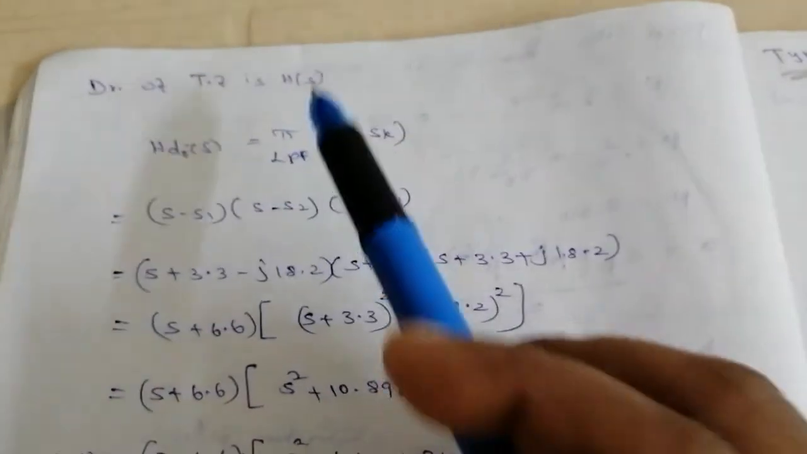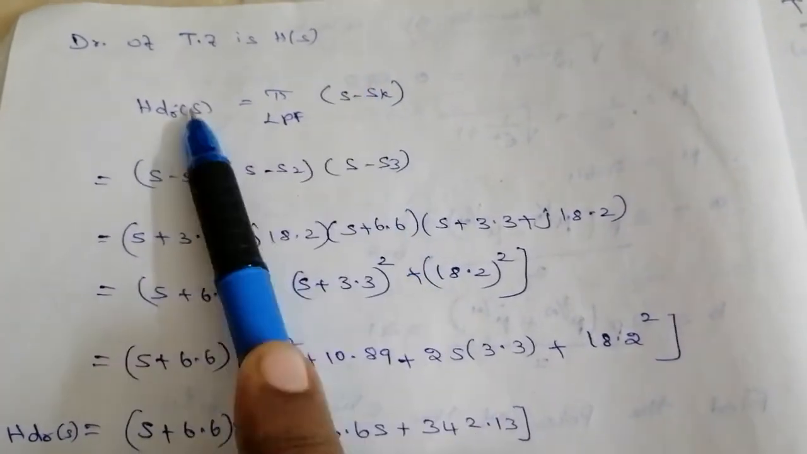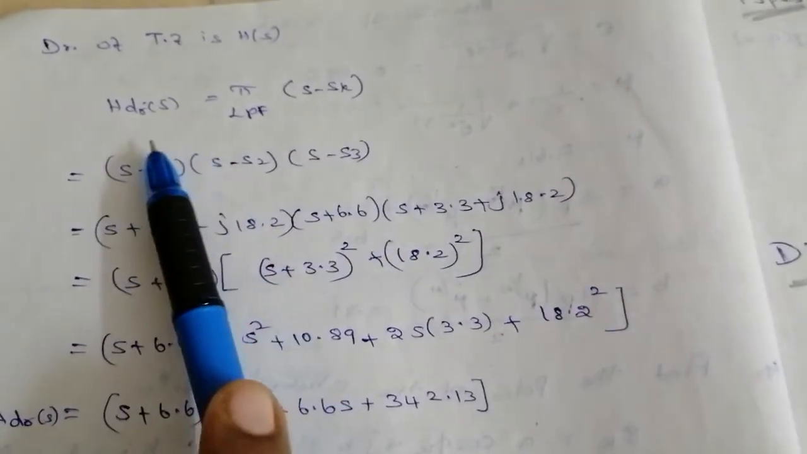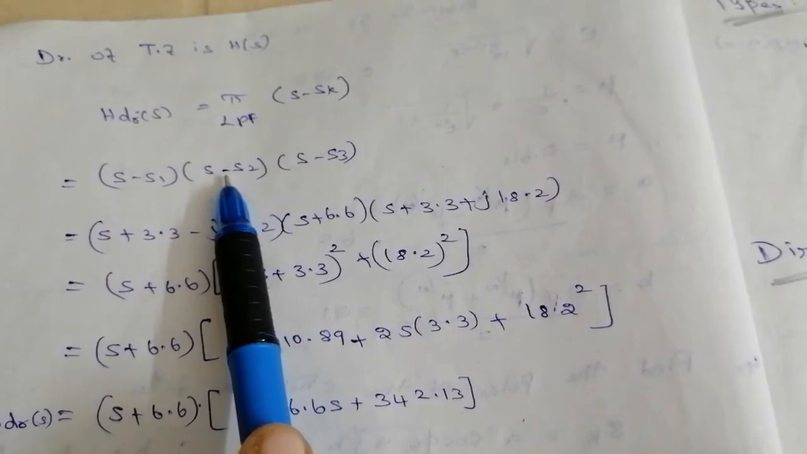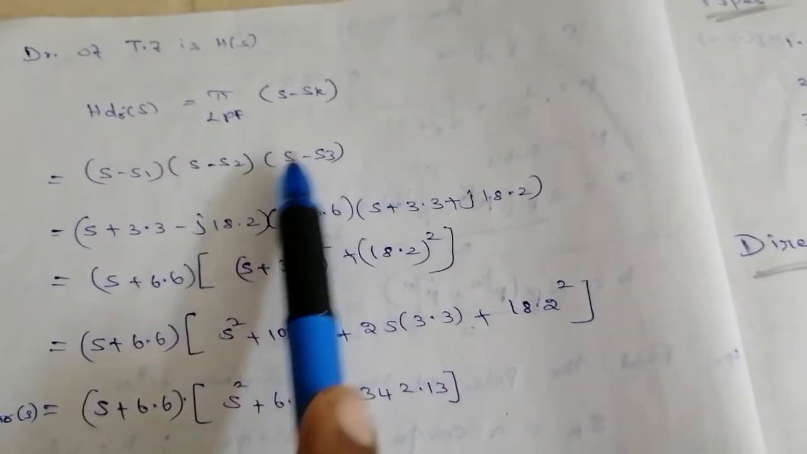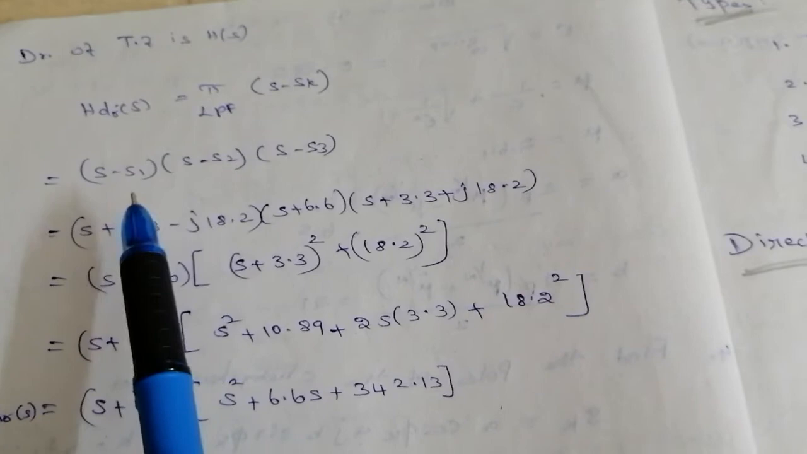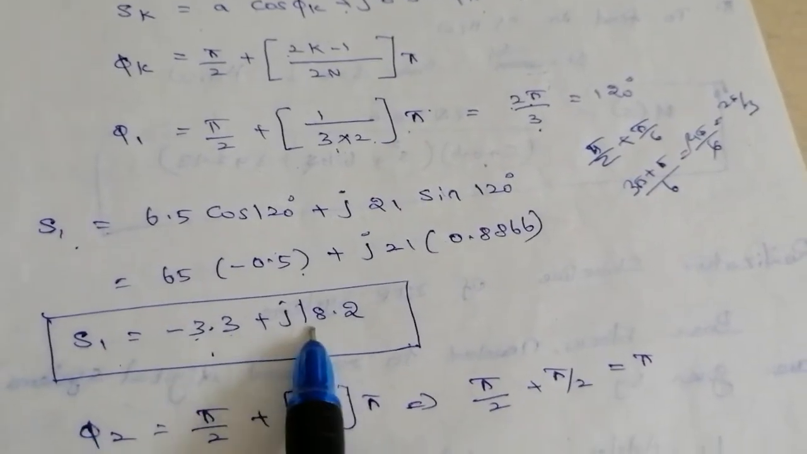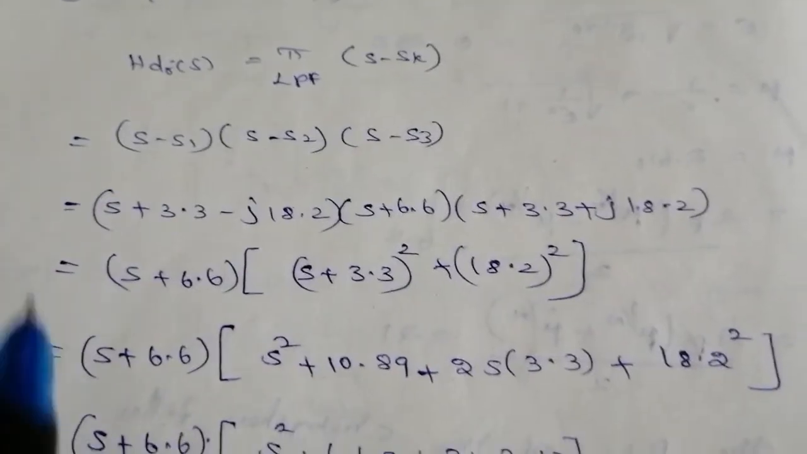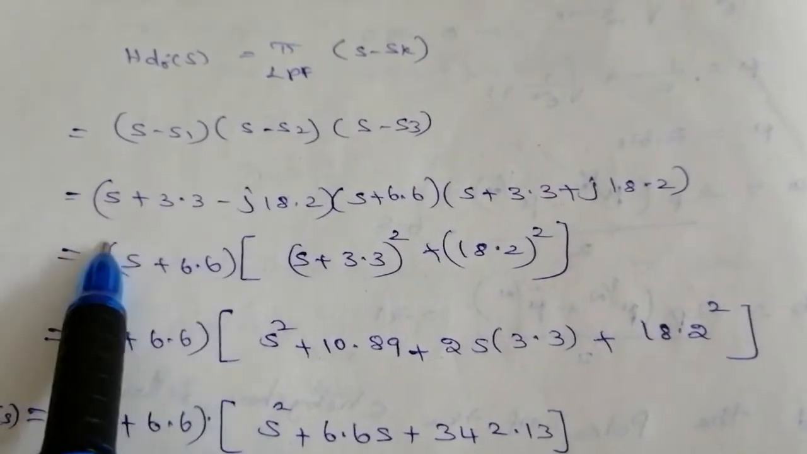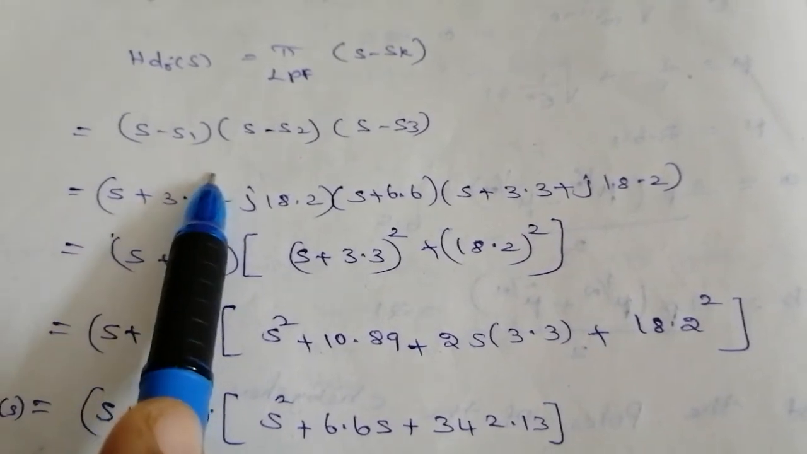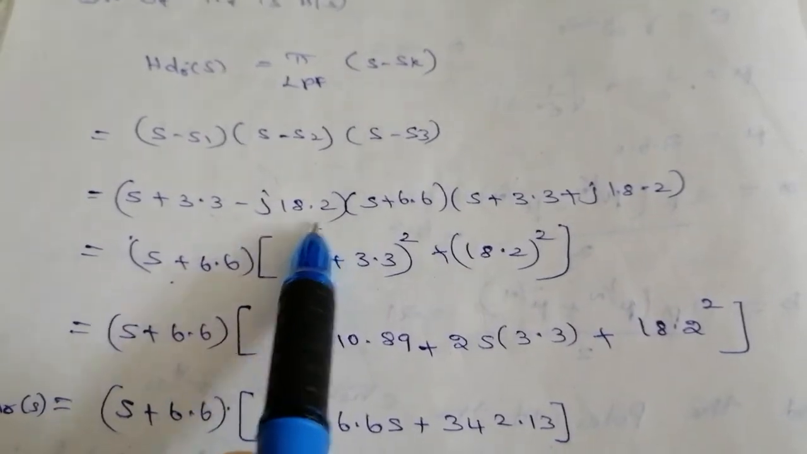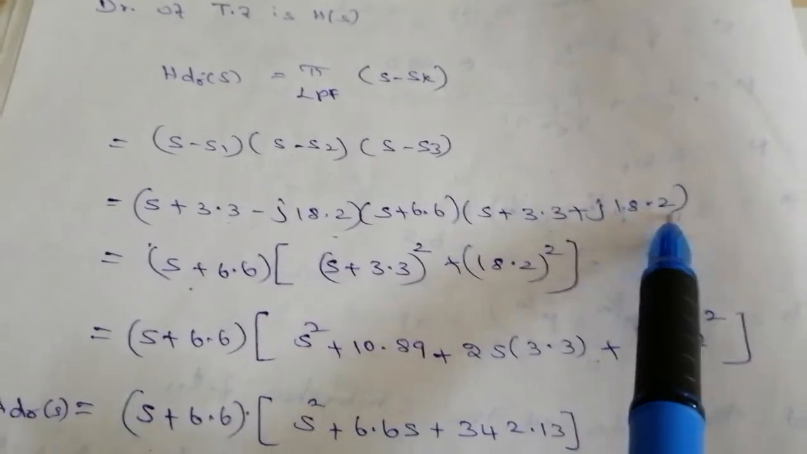The next step is to find the denominator polynomial of the transfer function H(s), that is the product of (s minus sk). So we have, for n equal to 3, (s minus S1)(s minus S2)(s minus S3). Here S1 is minus 0.33 plus j 18.2. So in our formula, s minus S1 is s plus 0.33, then minus j 18.2, likewise s minus S2, then s minus S3.